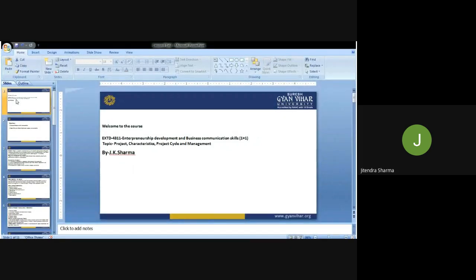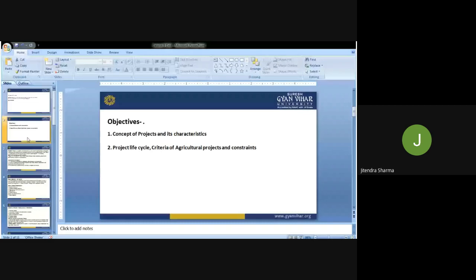Under the course of entrepreneurship development and business communication skills, I have decided to discuss a very unique topic: project characteristics, project cycle, and management. This is actually a combined description of the project: what the characteristics are, and how we have a project life cycle. All these things we'll discuss.